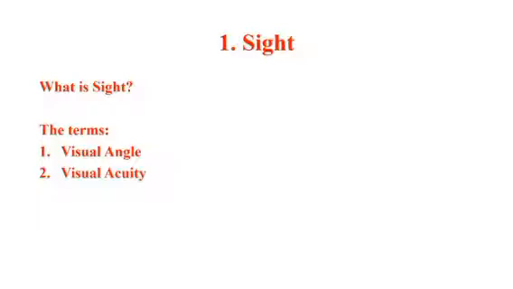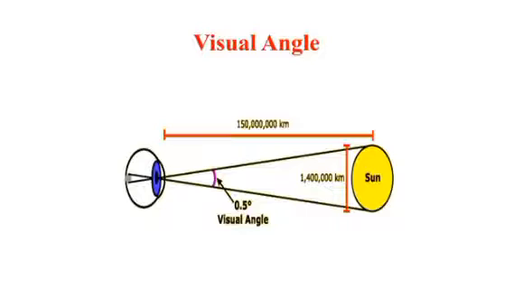Now there are two terms in this slide. The first one is visual angle and the second one is visual acuity. Next, let us see visual angle.